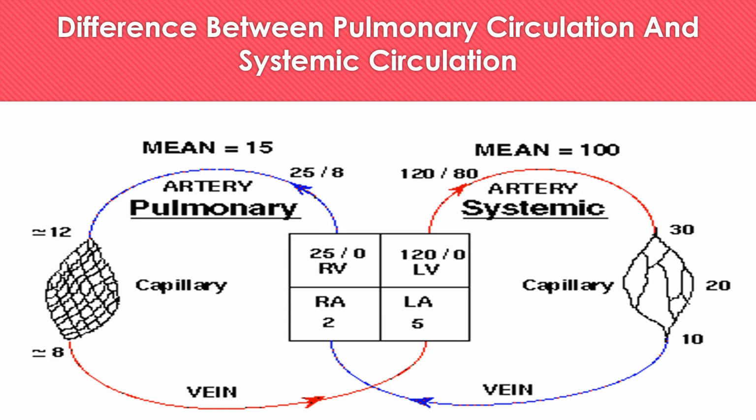So we must also know that the pulmonary capillary pressure is only 10 millimeter of mercury, and the colloid osmotic pressure in the pulmonary capillaries is 28 millimeter of mercury. We will discuss these points later.